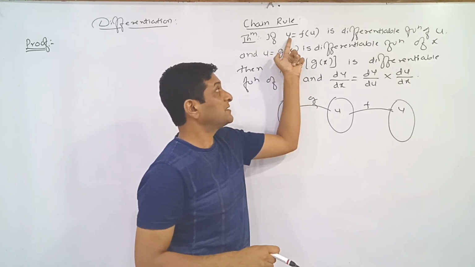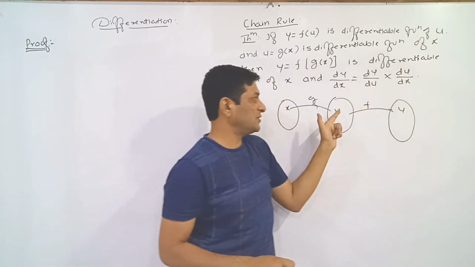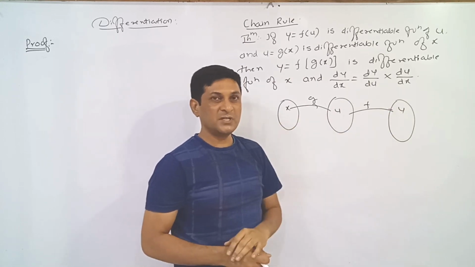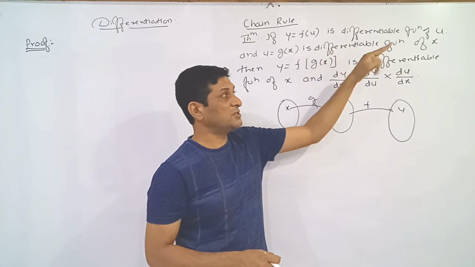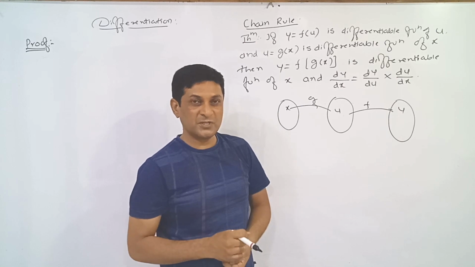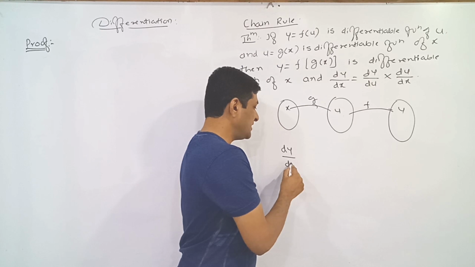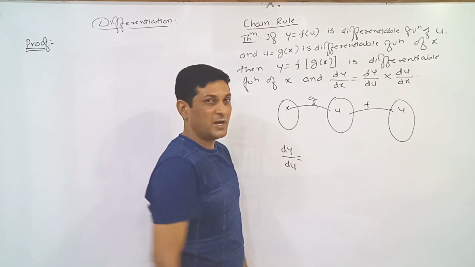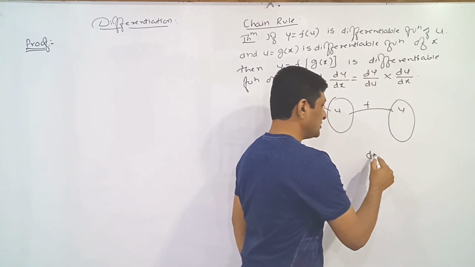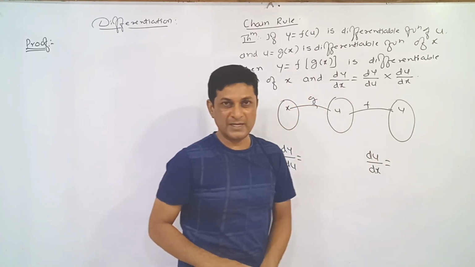Again observe here, y is nothing but function of u, and second condition, u is function of x. Now, if you observe very carefully, y is a differentiable function of u. Already in the first video we have seen that this is denoted by dy upon du. And u is a differentiable function of x, denoted by du upon dx.